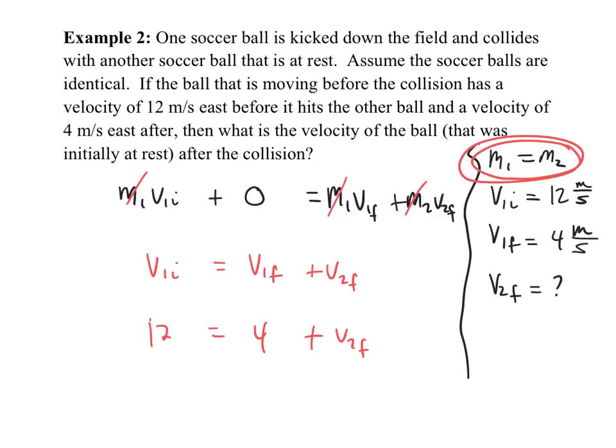It started with 12, the first object. It collided, reduced to 4. Where'd the 8 meters per second go? Into the second soccer ball. So the second soccer ball absorbed all of the momentum from the first one that it lost. Momentum, remember, is mass times velocity. Since we dropped mass, this is not telling me how much momentum was gained. This is telling me how much velocity was gained. 8 meters per second of velocity was gained in this scenario.